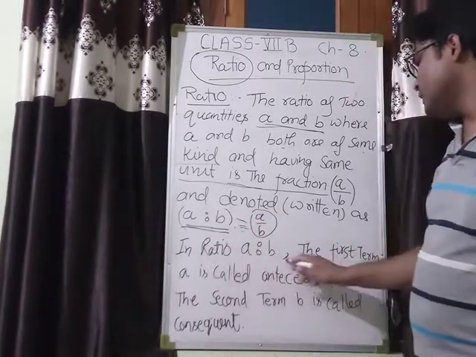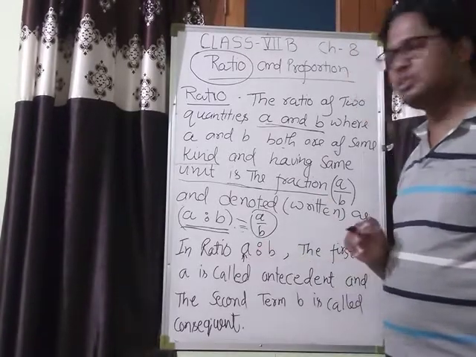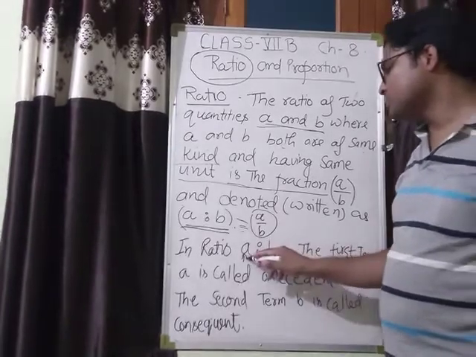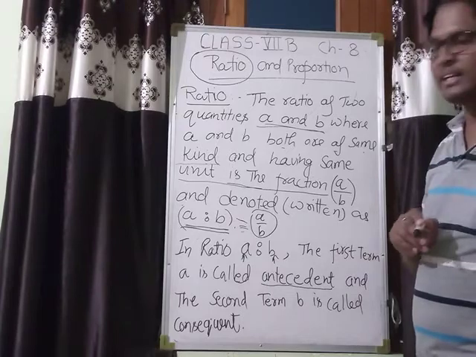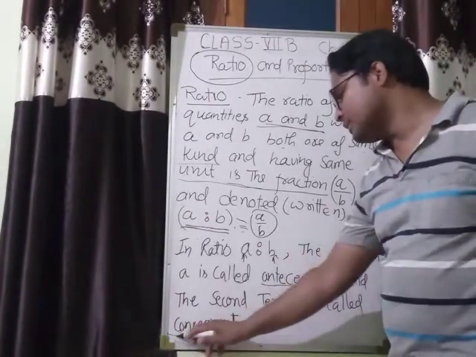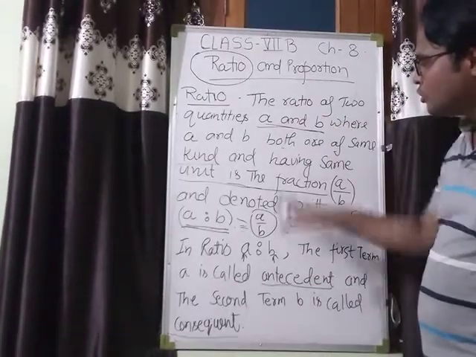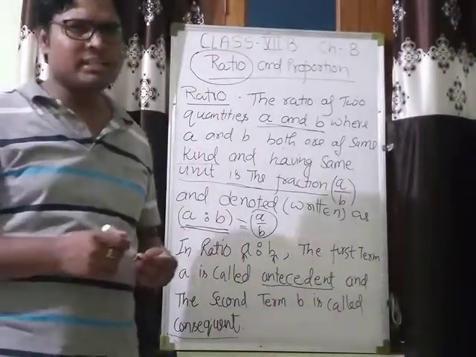So in the ratio A is to B, the first term A is called antecedent, and the second term B is called consequent. Got it? So pause this video and note this down in your notebook. Okay? So simple, very simple.